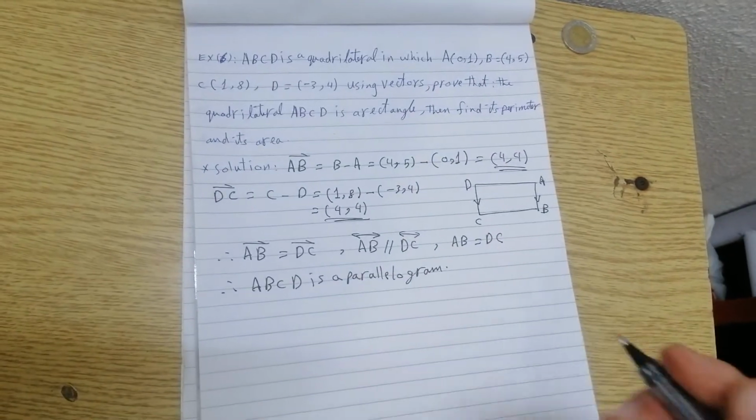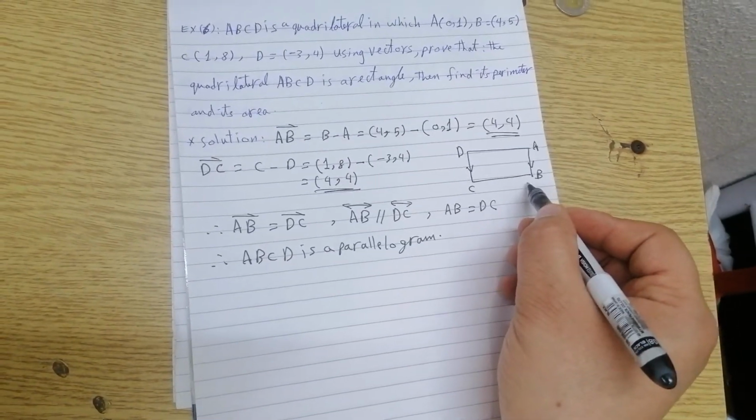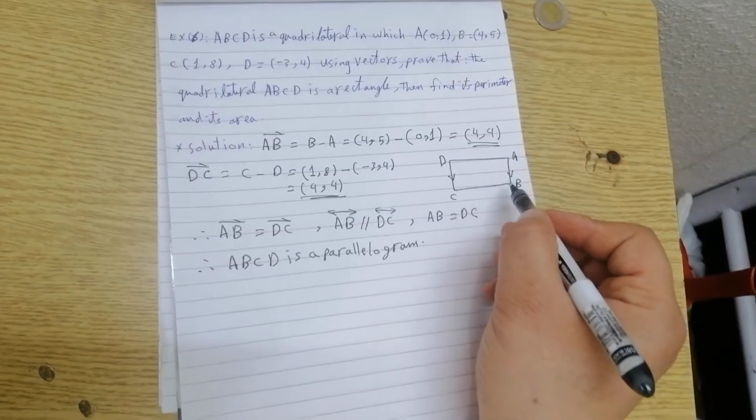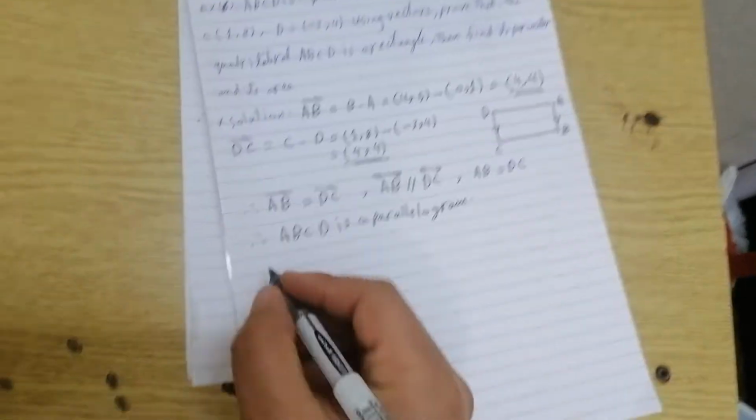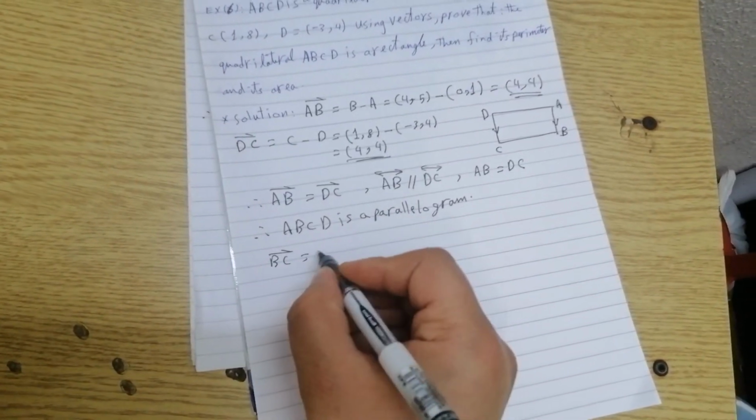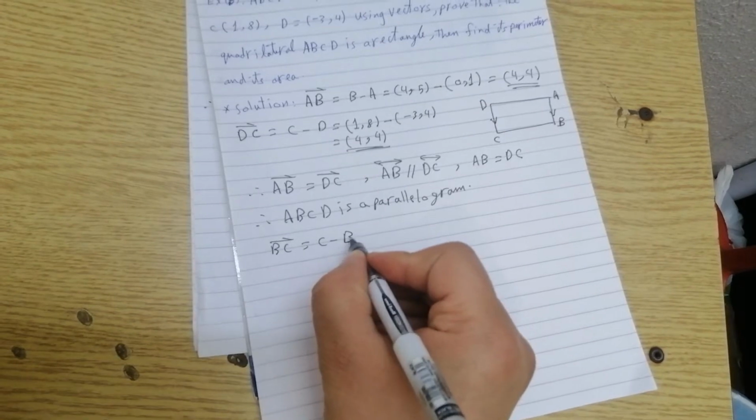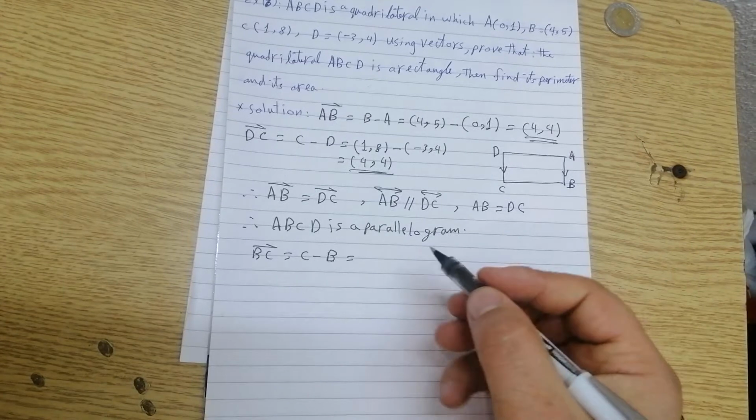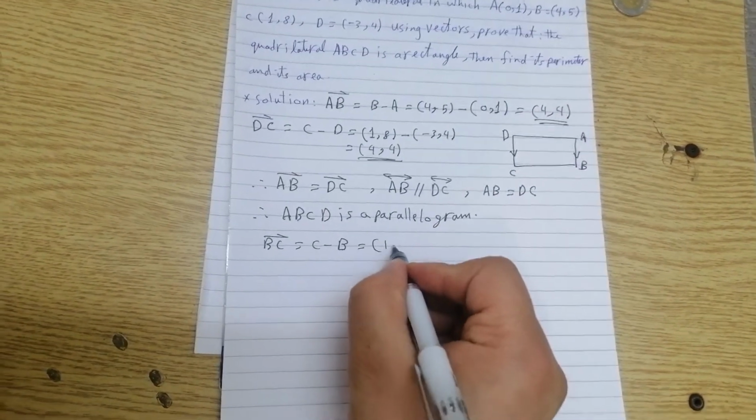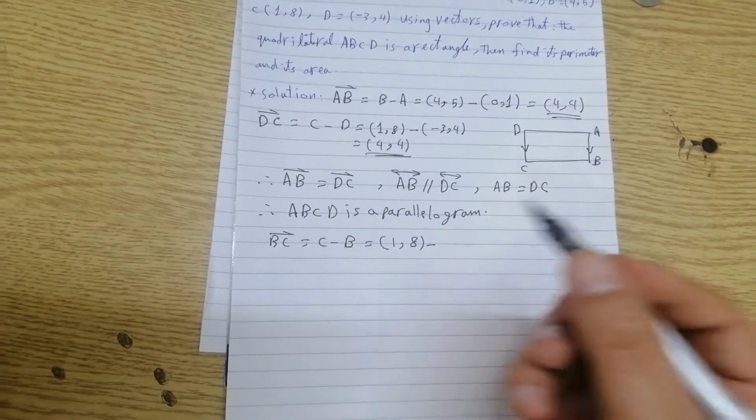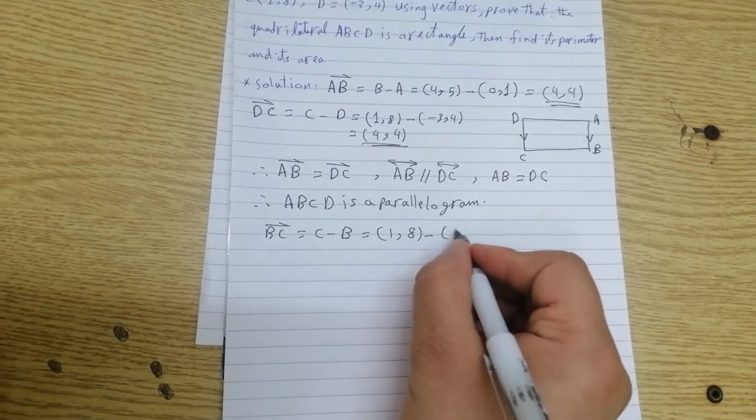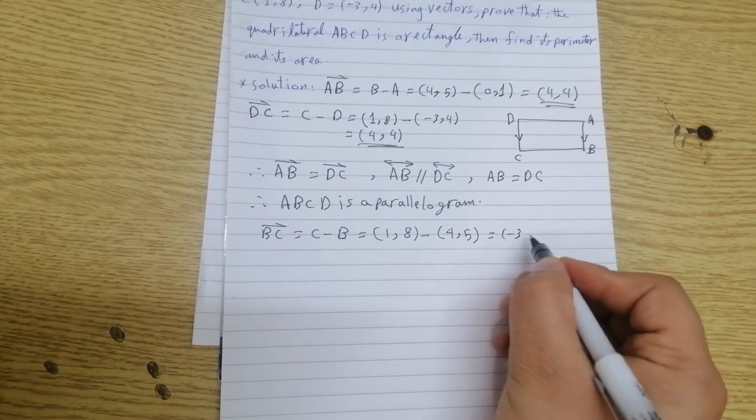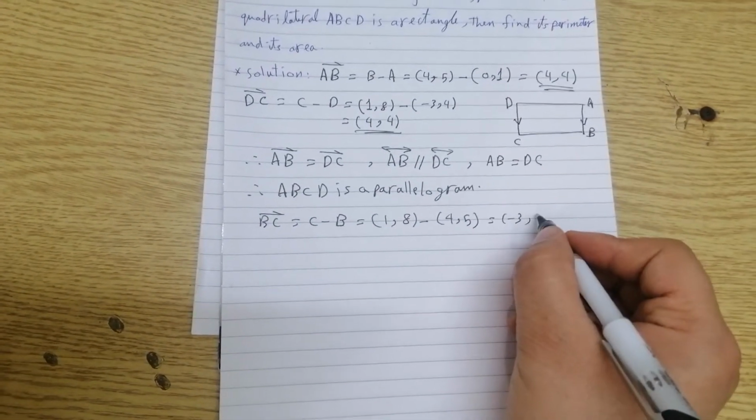How to do that? So we will calculate BC vector, and so we can find out the relation between AB vector and BC vector. Let's see. BC vector equals C minus B by the rules, and that equals (1, 8) minus B, which is (4, 5). The result here will be (negative 3, 8 minus 5 equals 3).